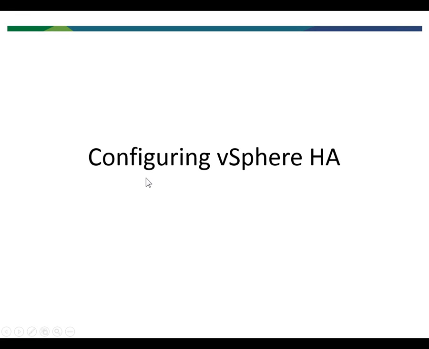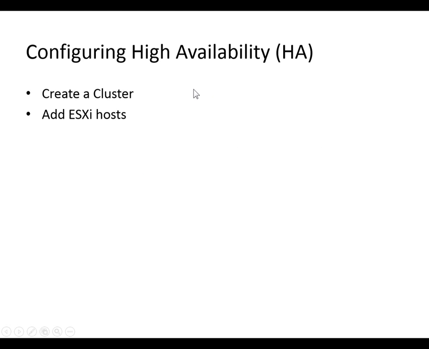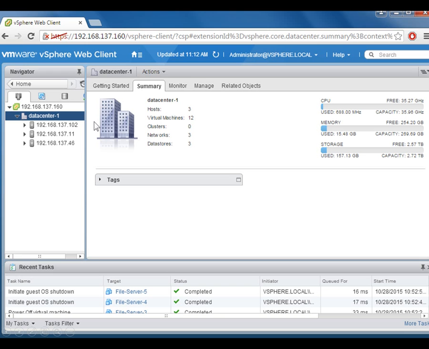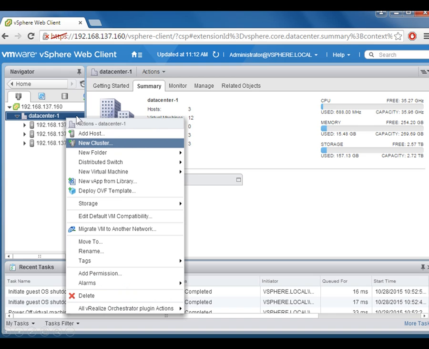Let's now discuss configuring vSphere high availability. When we configure high availability, we create a cluster, configure the cluster, and then add ESXi hosts. To create a cluster, we go to our data center in the vSphere web client. We right-click on the data center and select New Cluster.